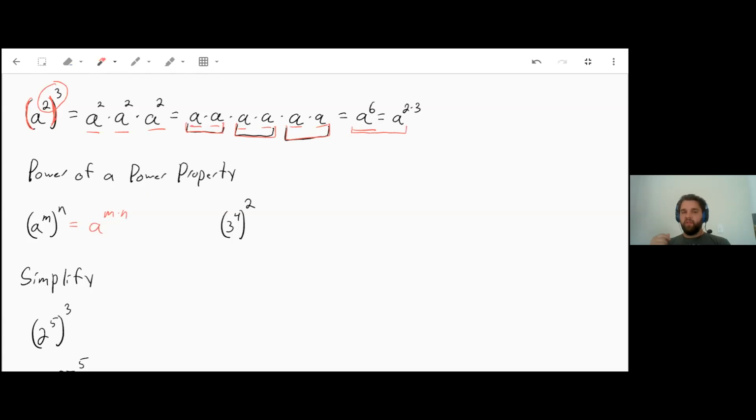Or 3 to the 4th to the power of 2, that's going to be the same as 3 to the 16th. Oh no, sorry, not 3 to the 16th, because it should be 4 times 2, which would be 3 to the 8th.